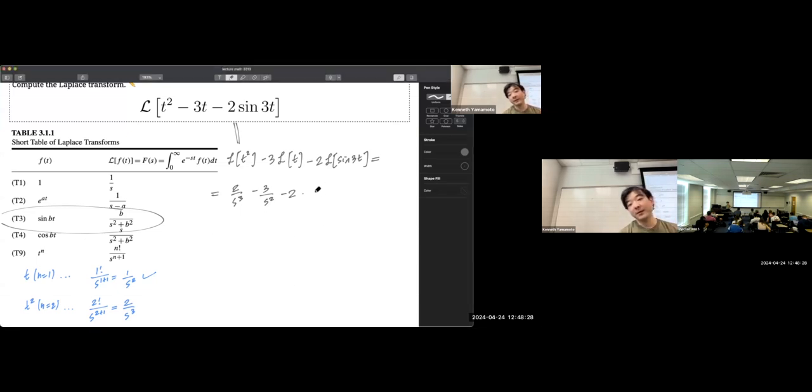Yeah, it'll be 3 over s squared. I'll just write it as 3 squared, which is 9. And so do this carefully.